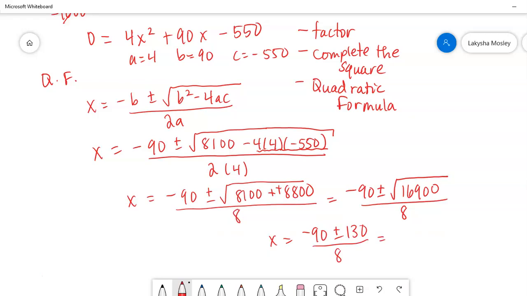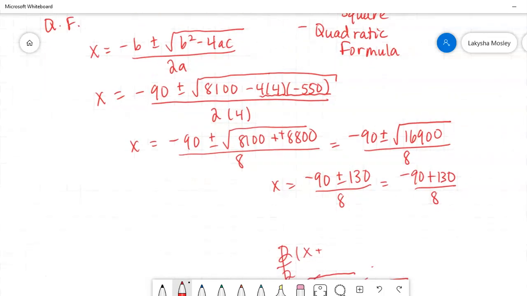All right, so here's our two solutions. We got negative 90 plus 130 over 8. That's one answer. And then the other one is negative 90 minus 130 over 8. And you know that one's going to give you a negative value, so we definitely don't want that one. So we're looking for a distance. Okay, so this is the guy I don't want. So let's look at this guy.